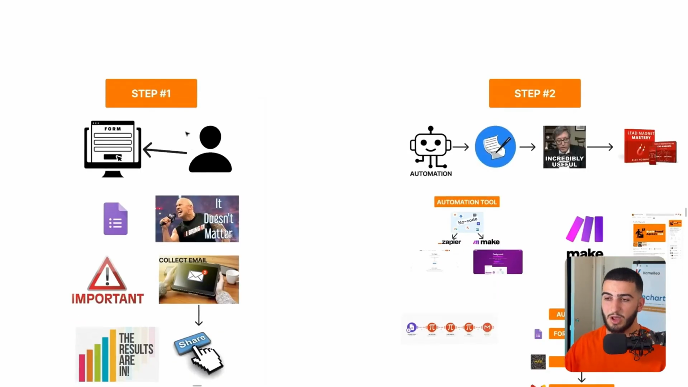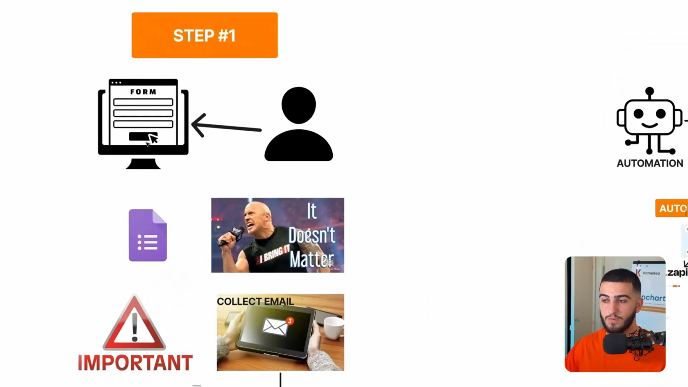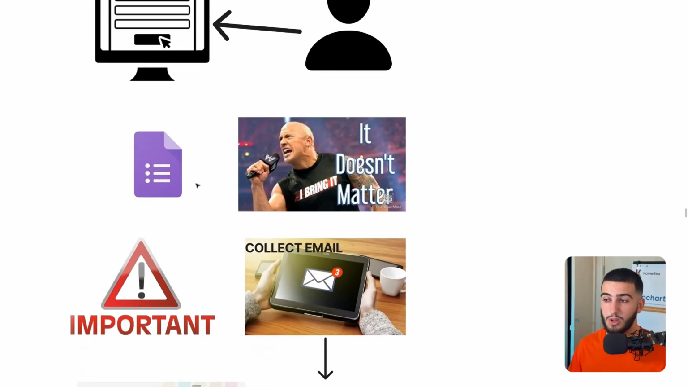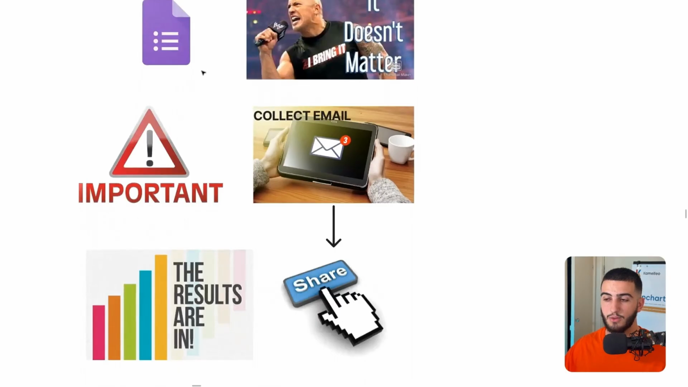There's two steps actually setting up. The first thing we actually need to do is set up the form. Now, in this example, I'm using Google Sheets, but it doesn't really matter. You can use whatever you want. But the one really, really important thing you need to account for is you need to collect the email, because this is actually how we're going to be sharing the results.